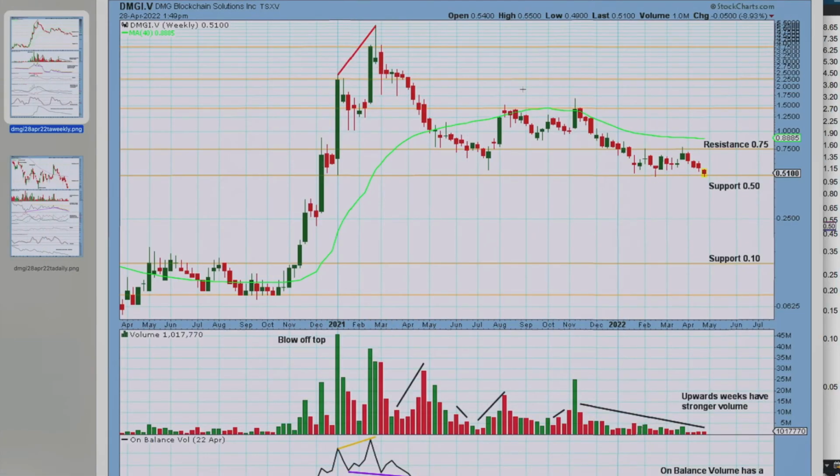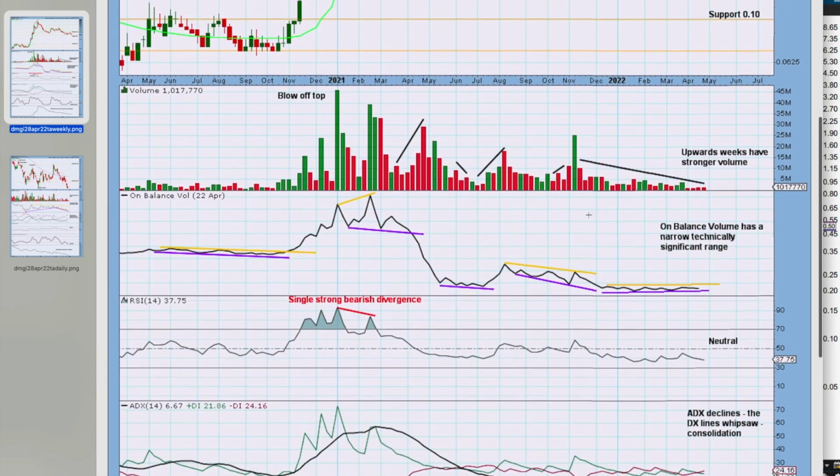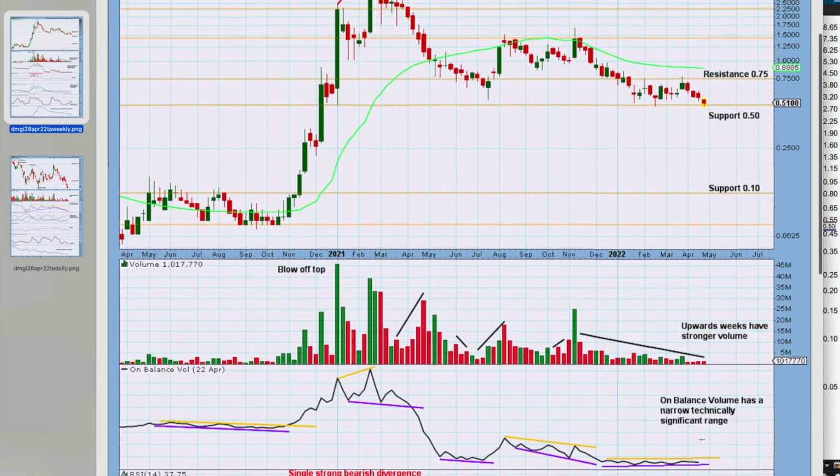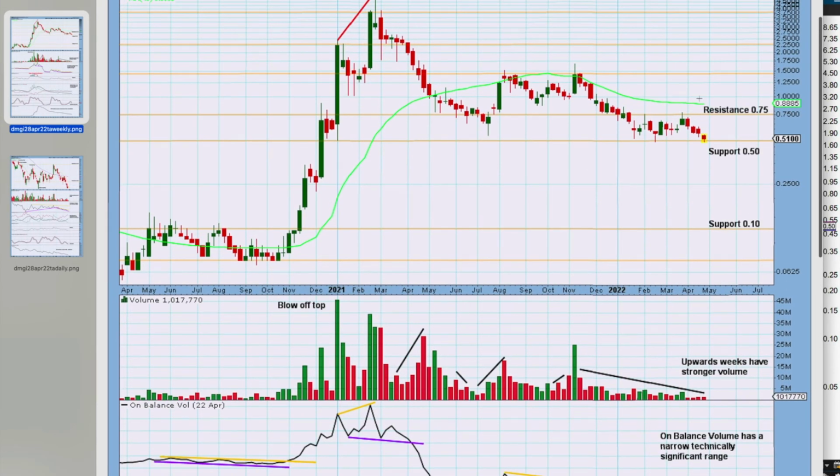analysis, we can certainly use this for trying to figure out what's happening. Weekly chart first for DMG Blockchain. ADX at the weekly chart level has been declining. It's at a really low level and the DX lines are whipsawing. Price is pretty obviously consolidating with resistance now about 75 and support about 50. Above that resistance, just under $1.50, about $1.48 probably, up along here.